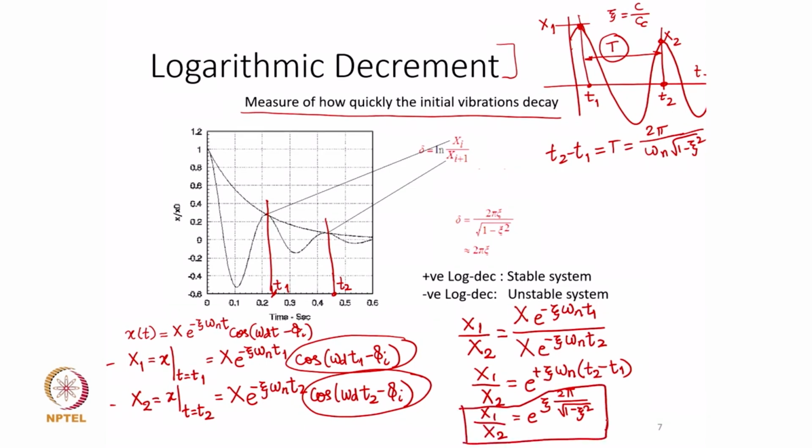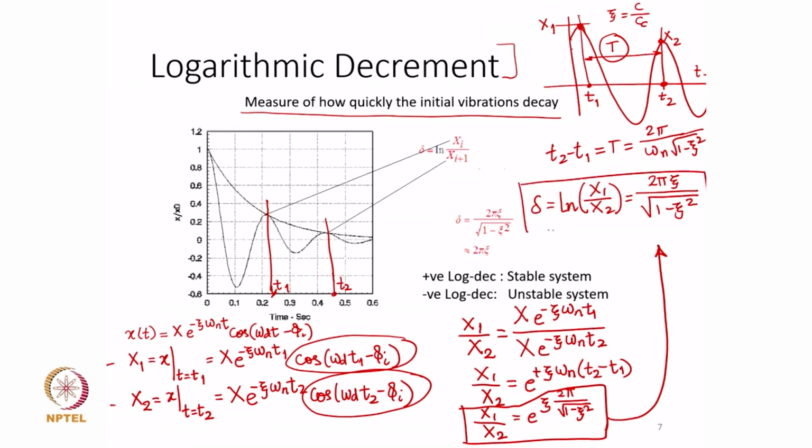right. So, if I take a natural log of this ratio, then what do I get? So, I shall now write this as ln of x1 over x2 equal to 2 pi zeta over square root of 1 minus zeta square, which is called the logarithmic decrement delta.